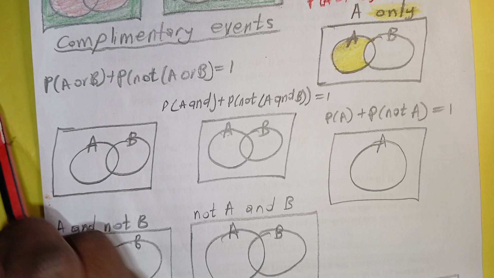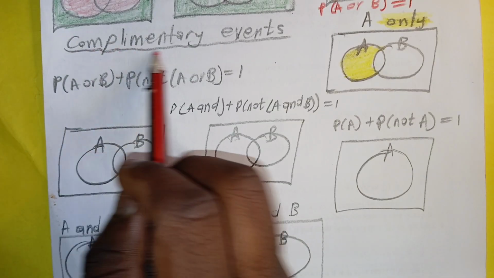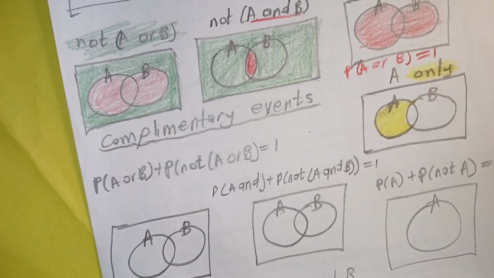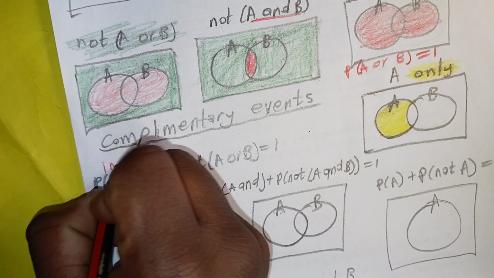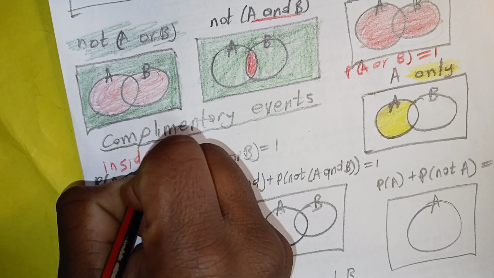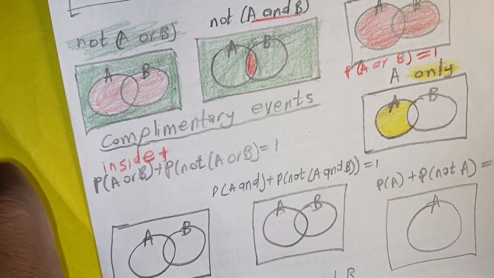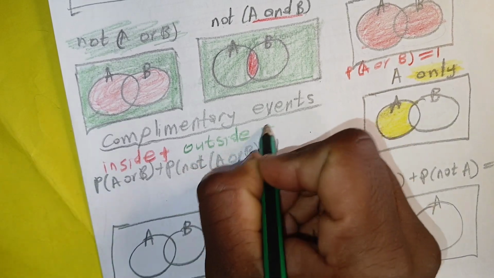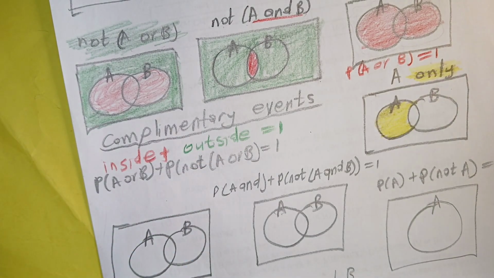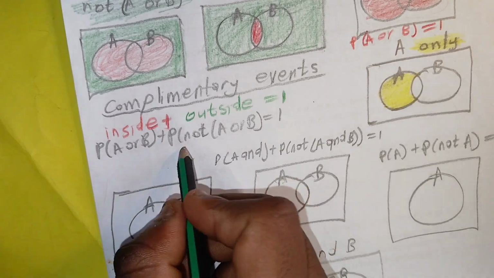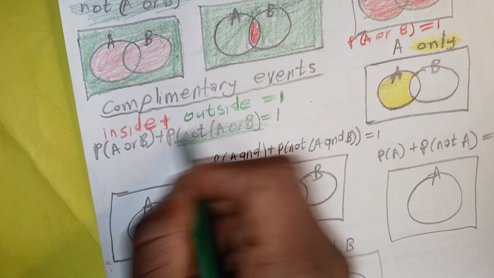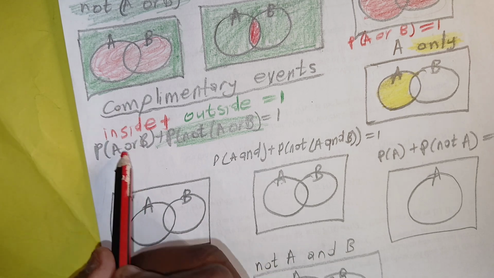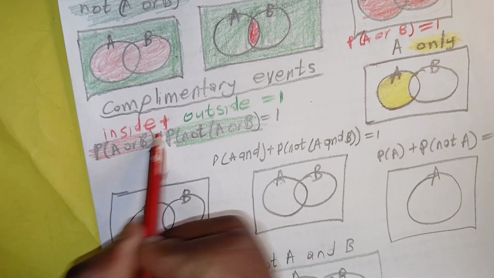Also now I must introduce you to new words, such as complementary. When they talk about complementary events, it's something like inside plus outside, which should give me 1. This one is the one which is outside, and this one is the one which is inside.